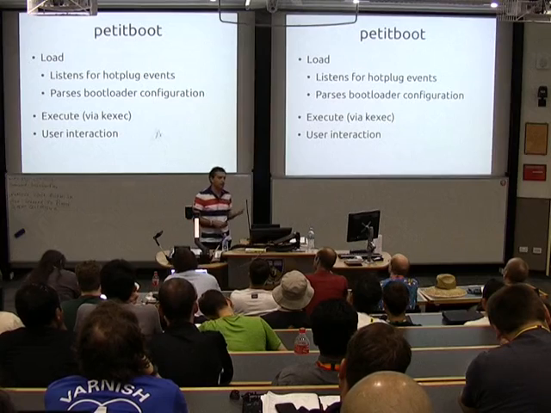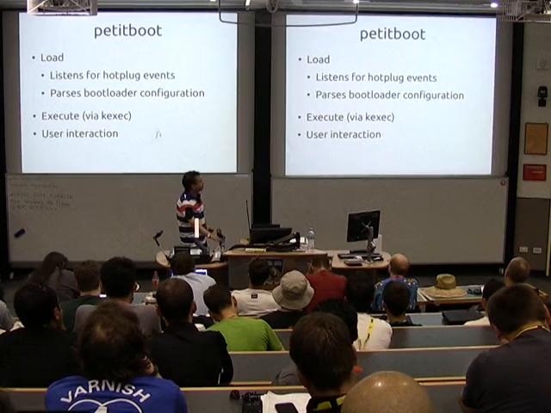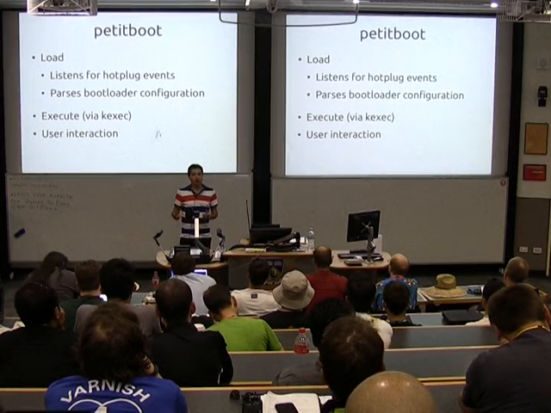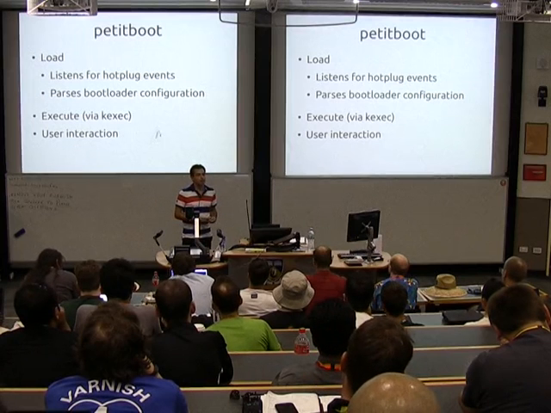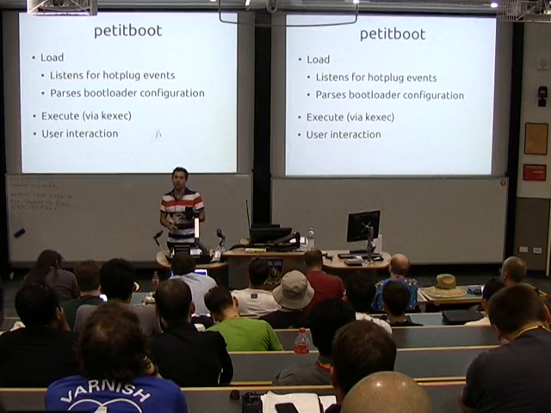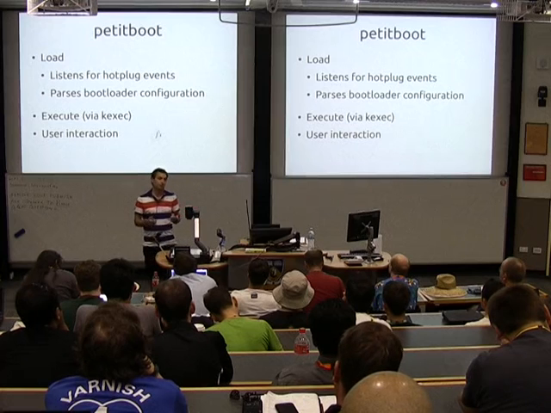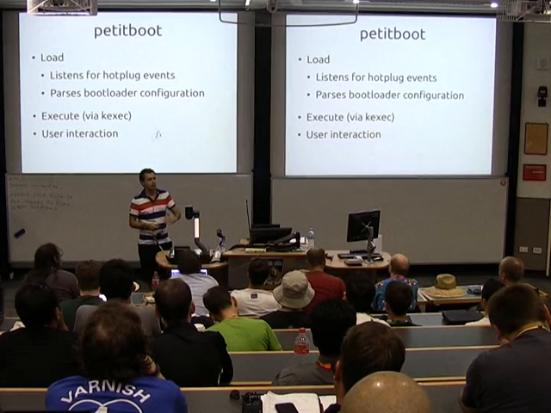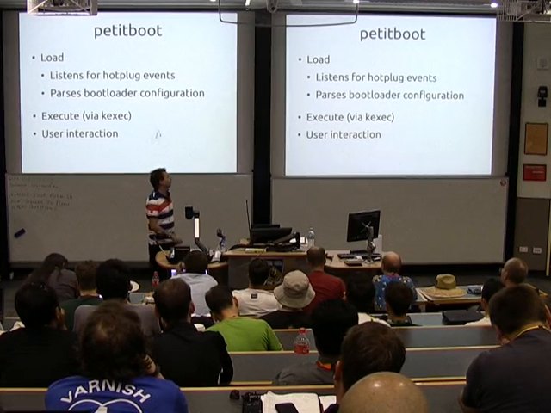It listens to hot plug events. So as your machine is booting, devices will be discovered by the hot plug infrastructure, and Petitboot receives notifications that those devices are available. We then look on those devices for any configurations that might indicate there's an OS installed. So basically we'll look for existing bootloader configurations to say, here's your kernel, here's your RAM disk, and here are your kernel arguments. And we then extract a boot option from that configuration.